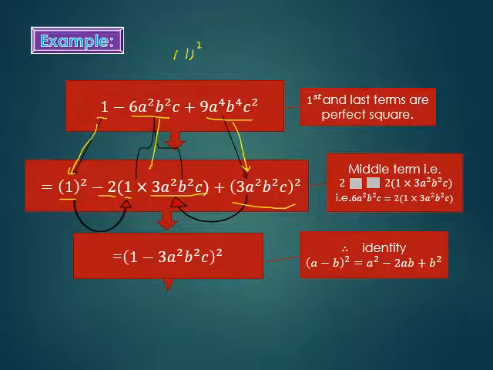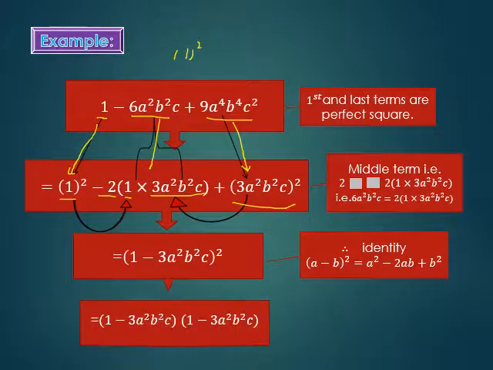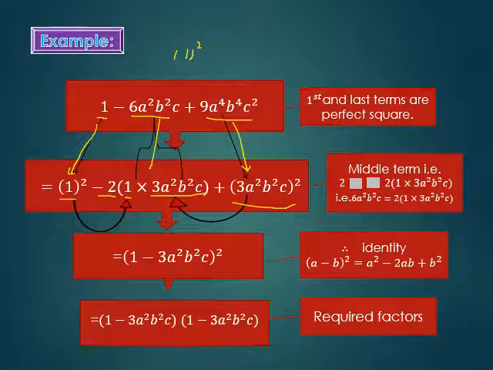Using the identity, this expression can be written as 1 minus 3a square b square c whole square. And the required factors are 1 minus 3a square b square c and 1 minus 3a square b square c.